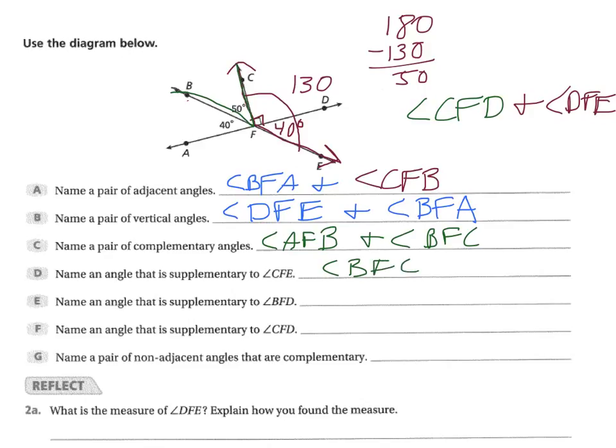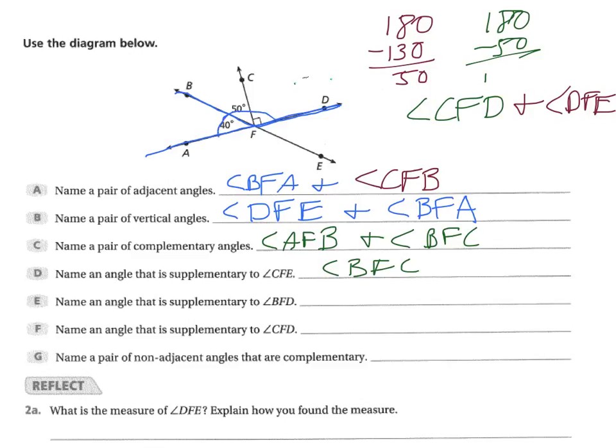The fact that they make a straight line right here tells you that this whole thing would have to be 180. So we could have gone 180 minus 50 to know that this angle was also supplementary. Name an angle that is supplementary to BFD. Let's find BFD. BFD is right here. Again, same situation. This is a straight line, so this angle plus this angle would make 180 degrees. That angle is AFB.